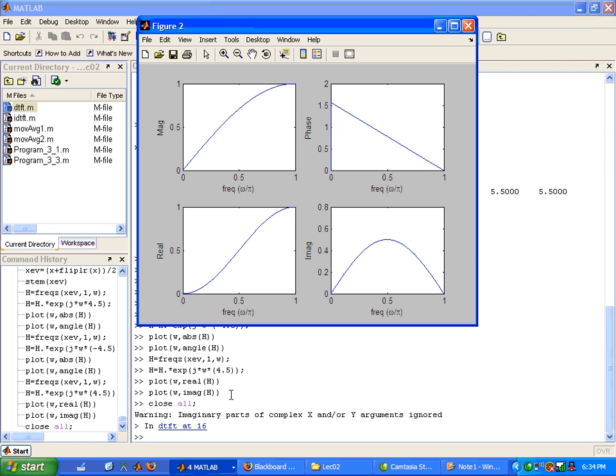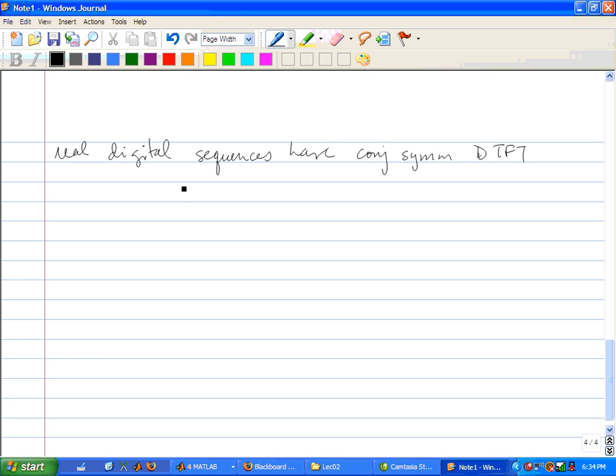Real part is even function of omega, and then the imaginary part is odd function of omega. Exactly. That's sort of what I was digging for there. Right. So it's conjugate symmetric, and the definition of conjugate symmetric is that you write it like this: X of e to the j omega equals X conjugate of e to the minus j omega, and in English what that means is that the real part of X will be even, and the imaginary part of X will be odd.